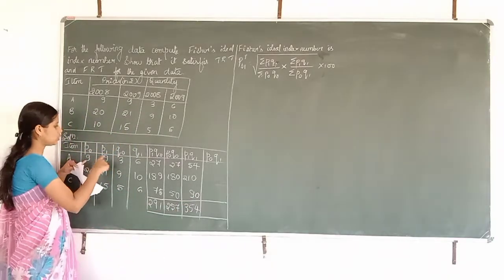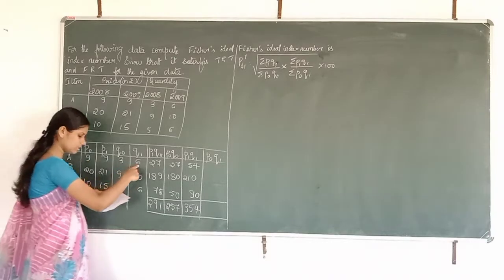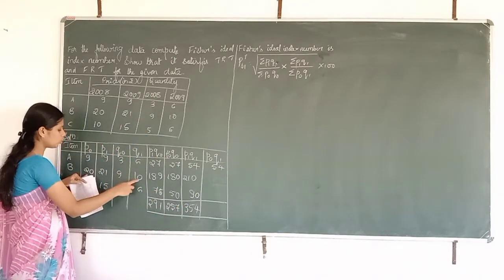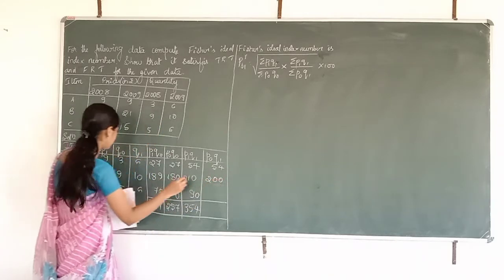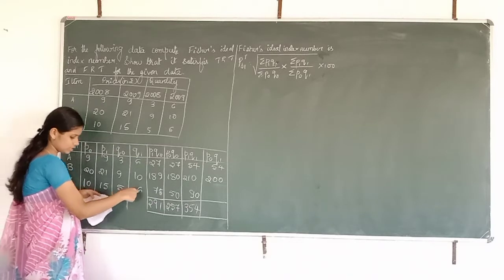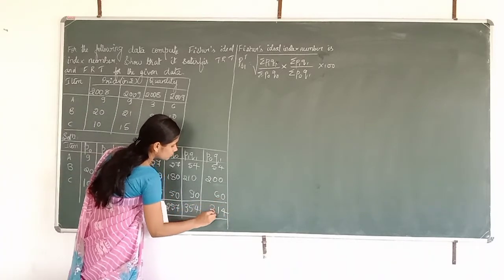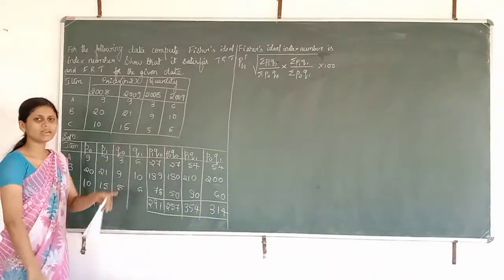Next, P0 Q1. These two columns you are going to multiply. 9 into 6, it is 54. Then 20 into 10, it is 200. Then 10 into 6, 60. Make the total comes to 340. Now we can substitute these values in the formula.